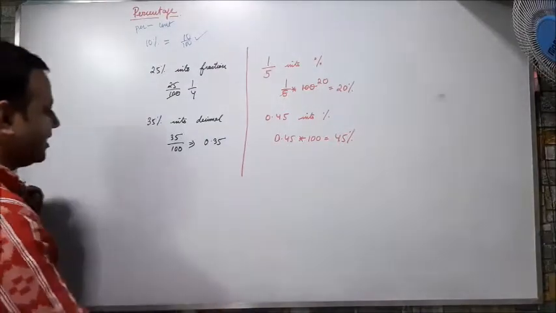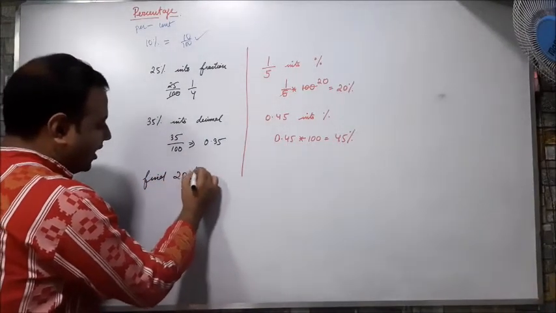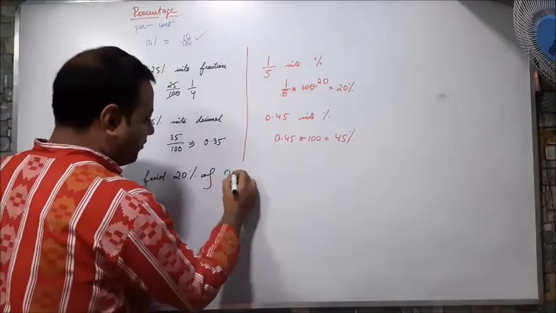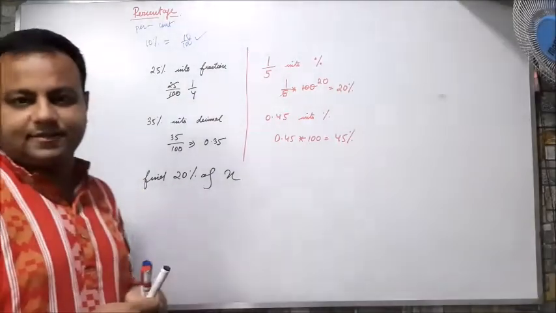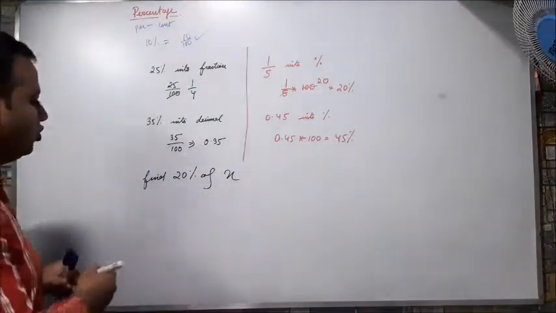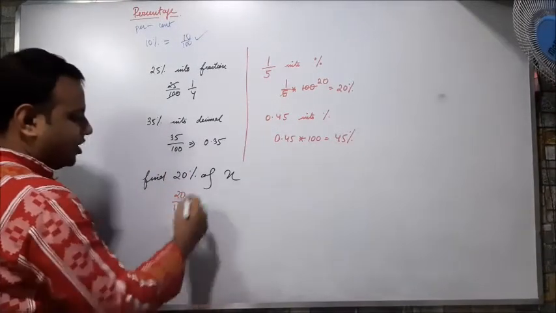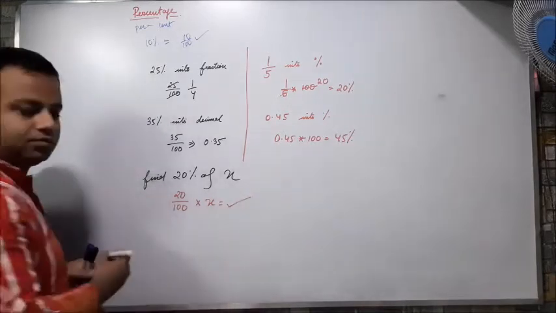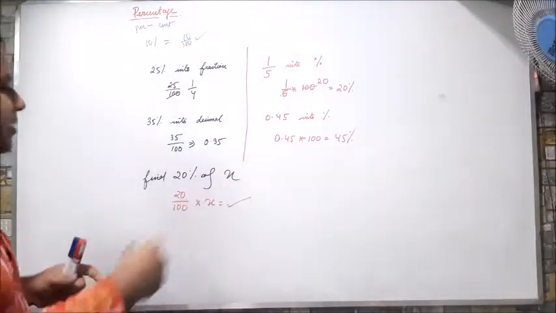You will be given a question like this: find 20% of, suppose, a number x. You will be asked to find 20% of x. Then what you will do? 20% means 20 by 100. Of means multiply, so 20 by 100 into x. You will get the value. Okay? The opposite may be asked.